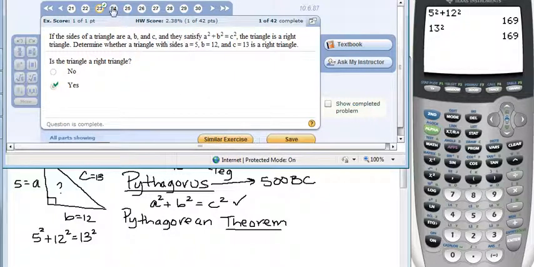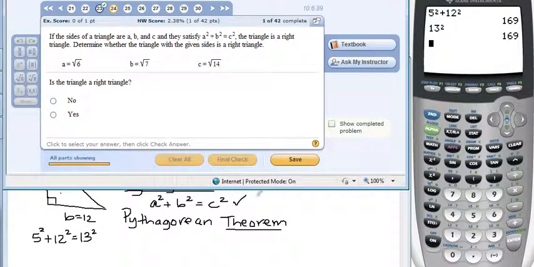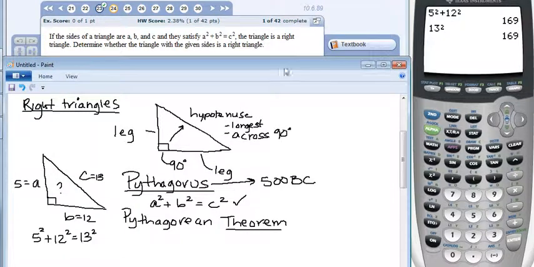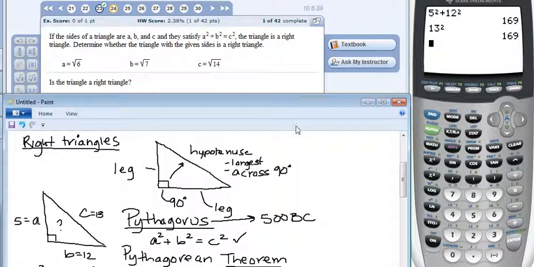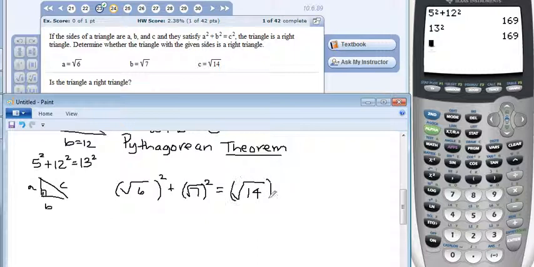Well done. So this first part, you're just going to start checking to see if these things are right triangles or not. Doesn't matter what kind of numbers you have. Okay, so we're always going to go with the A, B, and the C. A, B, C. Okay, so we're going to have the square root of 6 squared, that's your A squared, plus the square root of 7 squared, that's your B squared. And that is supposed to equal C squared.